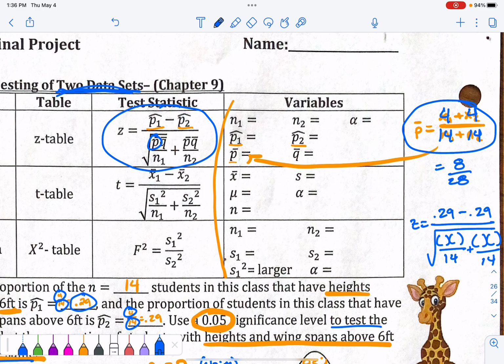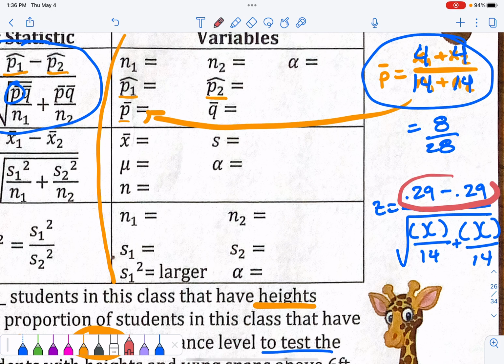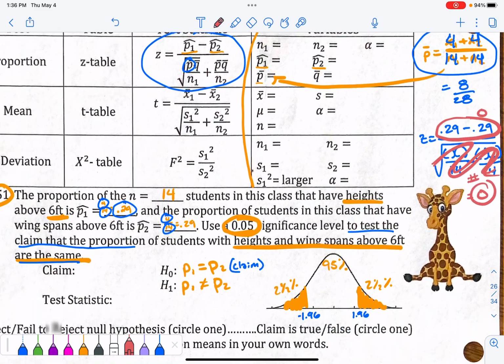And some of you guys are screaming at the TV right now because you're like, quit doing all that work. Look at this. If I have 0.29 minus 0.29, that ends up being 0, just like the top problem. It doesn't matter what this number is down below here, 0 divided by a number is going to be 0. So I really don't even have to calculate this bottom part. That was kind of exciting. 0 is going to be the value for z, okay?